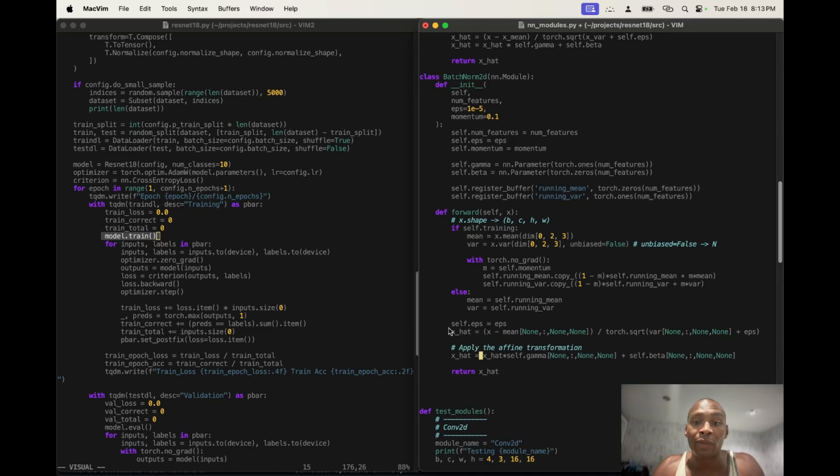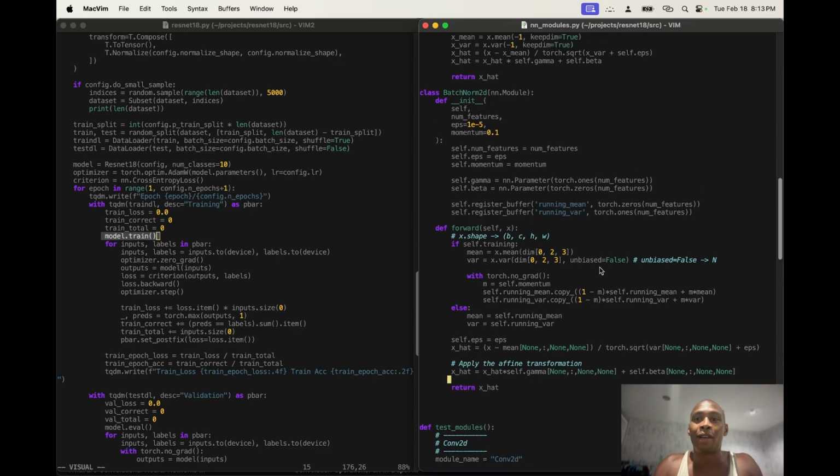And then once we calculate x hat, we apply the learnable transformation so that we can mitigate covariate shift between batches and covariate shift across layers as much as possible. And then we return x hat. Phew. Okay, now let's see if this actually works.